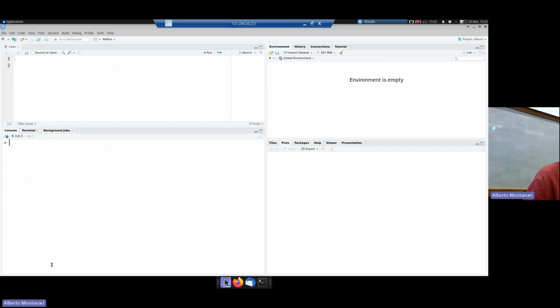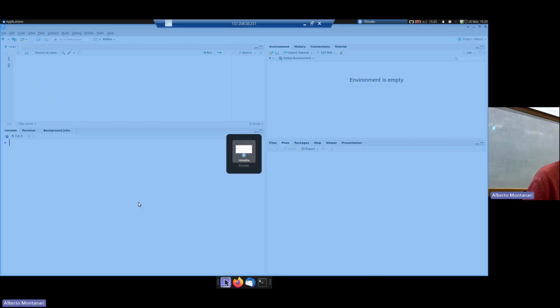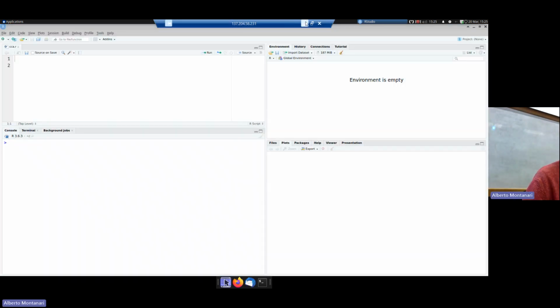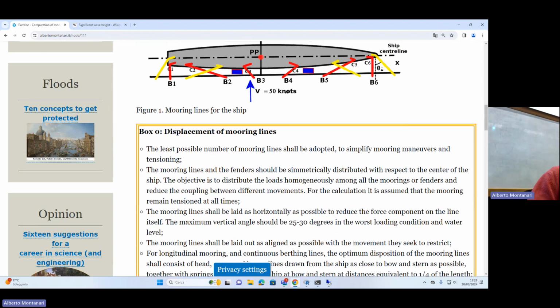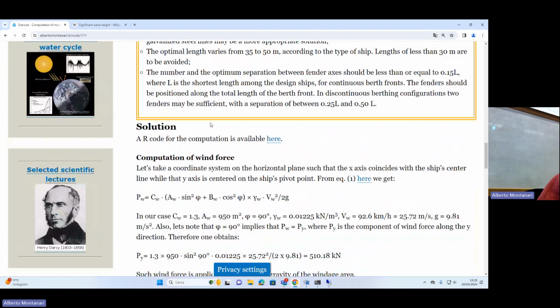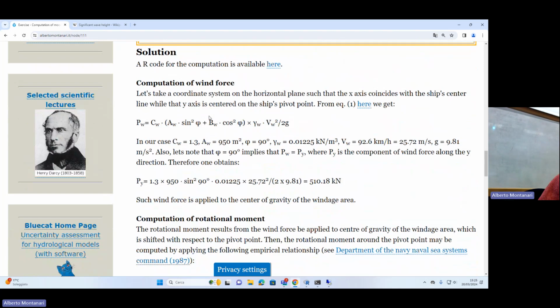Okay, I cleared the console, and now let me go back to our task. So the task is to first compute the wind forcing, and here there is the solution that is explained step by step in the web page. So first of all, we have to apply this relationship here by simply substituting to each independent variable the corresponding value. So you see here that we have everything.